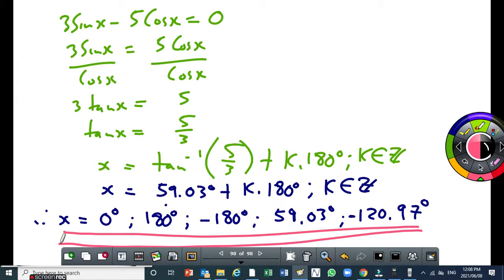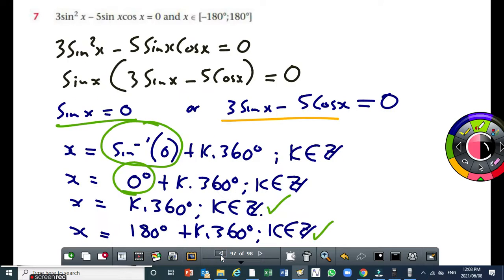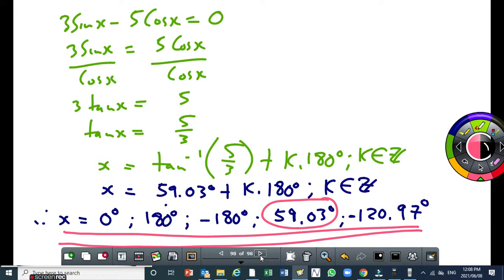Okay? Now, let's test one of them. Let's choose the ones that have got decimals. Like this one here. Okay? Let's choose this one here. Right? Let's go back to the original equation. The original equation is 3 sine squared x minus 5 sine x cos x equal to 0. Let's test if we'll get 0. Right? So, that will be, okay, it's 59,03.